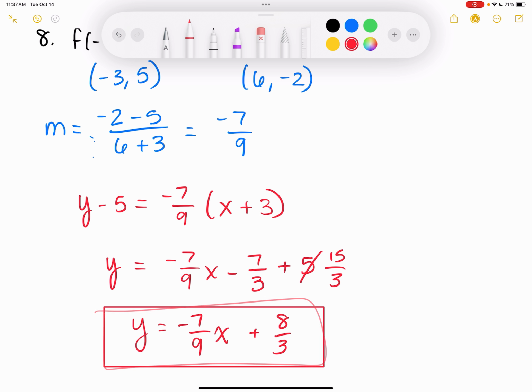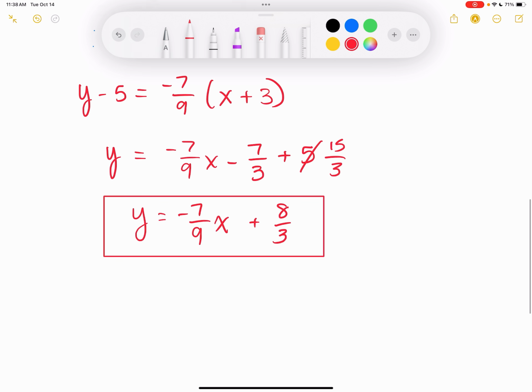Why would it not be 22? Just a common denominator. Because negative 7 plus 15 would be positive 8. Why wouldn't it be negative 7 over 9x minus 22 over 3? Because when you multiply negative 7 over 9 by 3, it gives you negative 21 over 3.